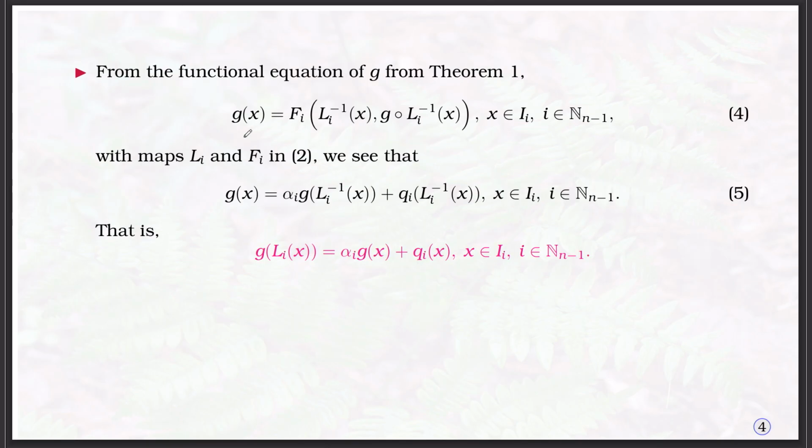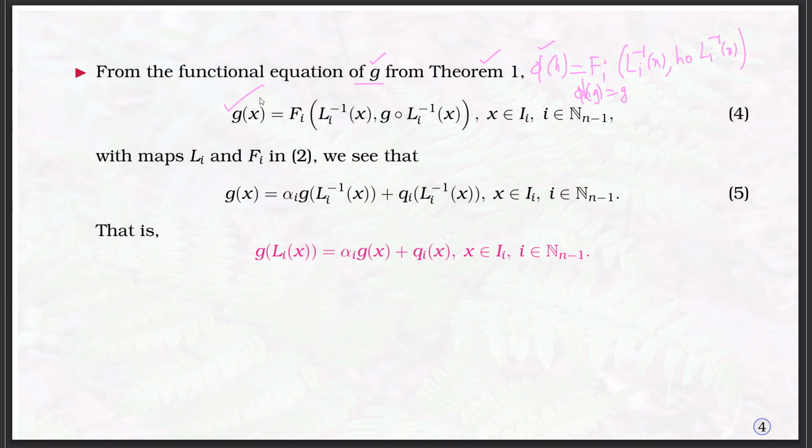Now we will discuss the functional form of g. As per Theorem 1, g is obtained as the unique fixed point of the function phi defined in Theorem 1. The phi function is defined as phi of h equals F_i of L_i inverse of x, comma h composed with L_i inverse of x. This is the form of the phi function. So g is obtained as the unique fixed point of the operator phi. Therefore, phi of g one can write as g, and one gets this equation.